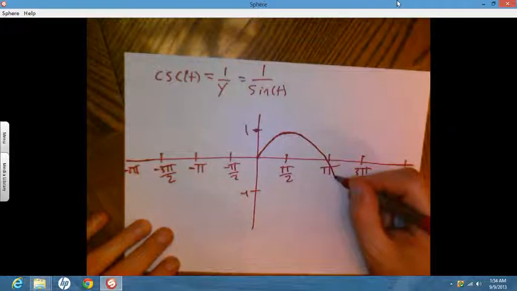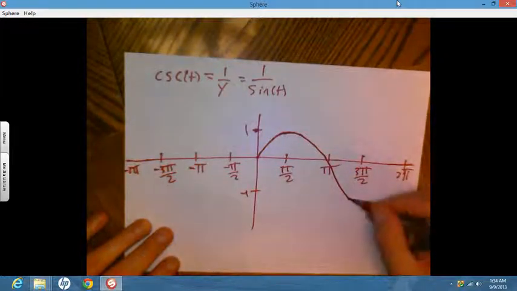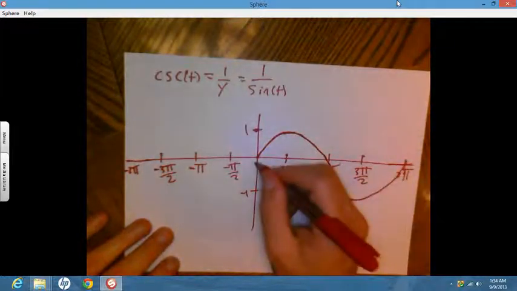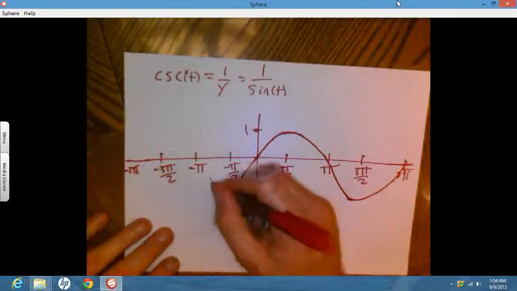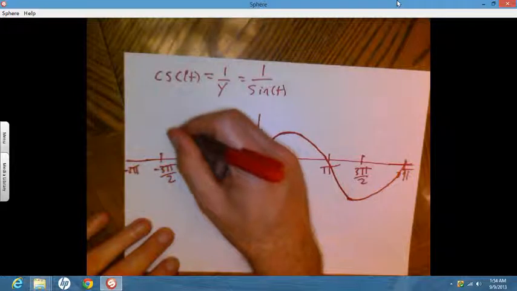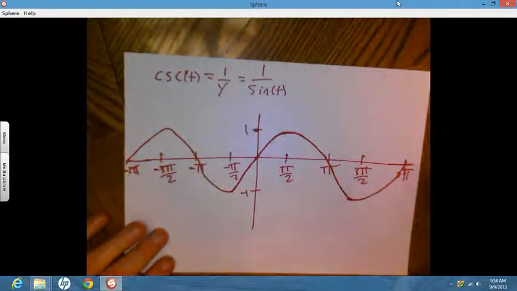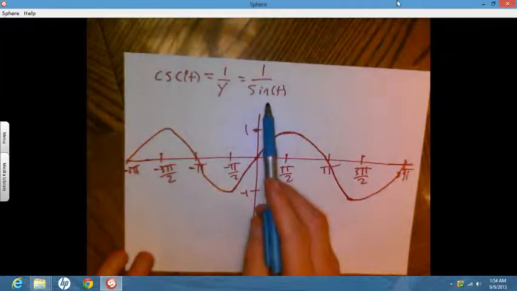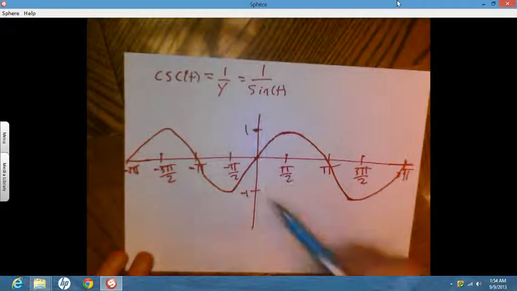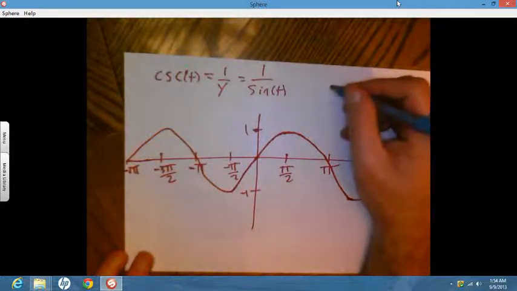But when the sine function is 0, we have 1 divided by 0, so it's undefined here. All right, so this we cannot have, the sine function cannot be 0 because the cosecant is 1 over the sine function. So what I'm going to do is put a dotted line or an asymptote everywhere the sine function is 0. Okay?